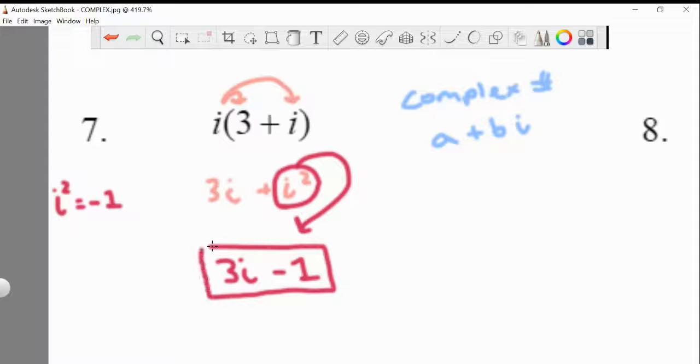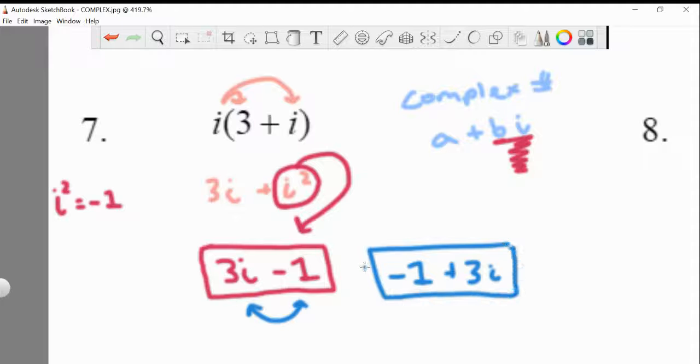Now, some teachers are going to be picky, and they're going to say that the imaginary part should come second. I don't really care as much, so maybe you want to rearrange this, and maybe you want it to look like negative 1 plus 3i, to put the imaginary stuff second, but these are the same thing. So this answer over here, check.